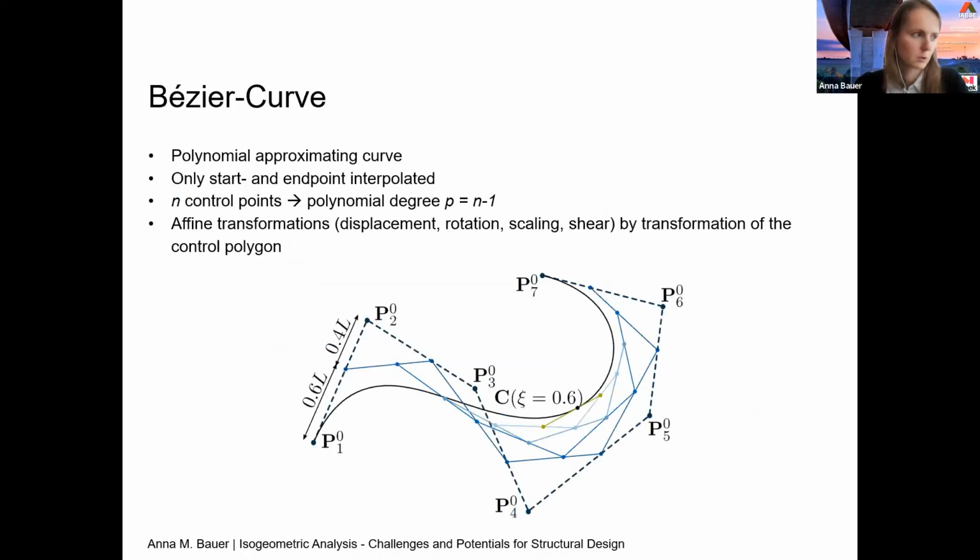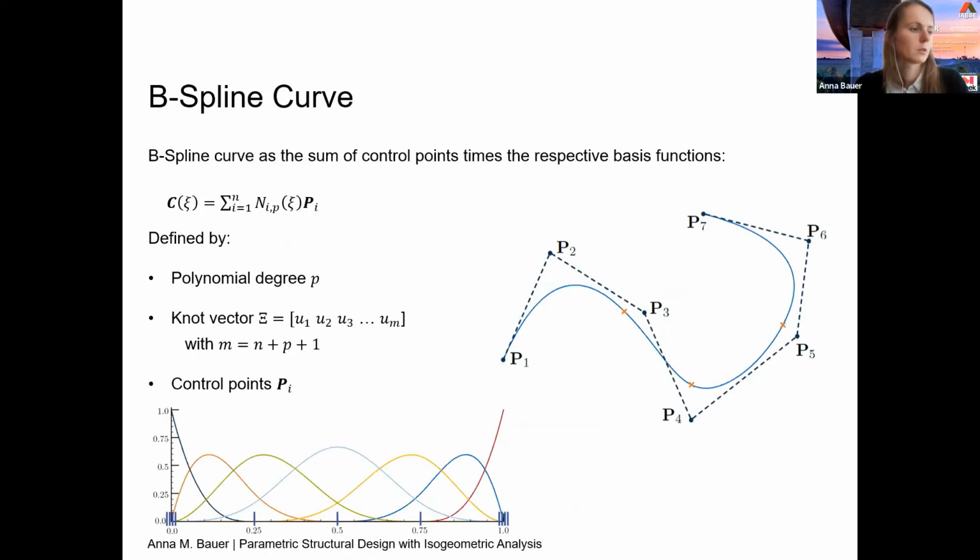So first there were these Bezier curves developed, but the common CAD programs now, like the standard, are B-Splines. And how do we describe the geometry there? So we have the points, and they are multiplied with basis functions, which are defined by a polynomial degree and a knot vector. And by that, we get the smooth curves.